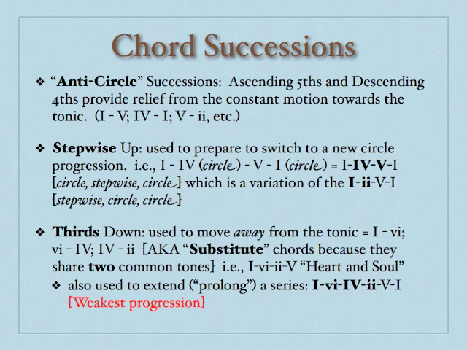The third type of chord succession are roots that are a third apart, up or down a third, usually down, like a 1 chord to a 6 chord, or a 6 chord to a 4 chord, 4 chord to 2 chord. These are also called substitute chords because they have two common tones, and really they're subtle changes. They're hardly a chord progression at all.